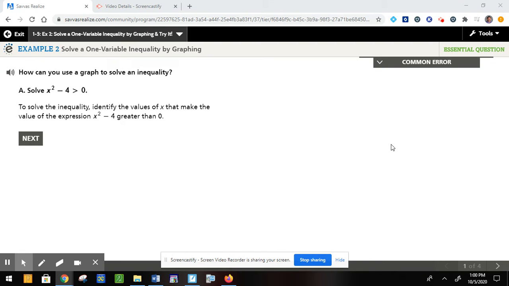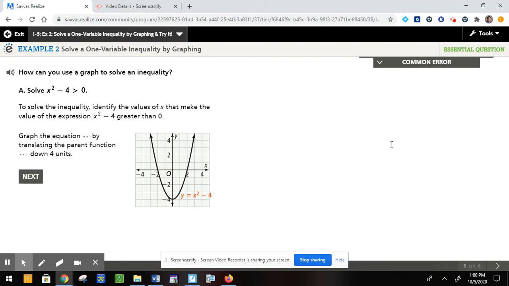Now we're going to use graphs to solve inequalities. So the first one here is x squared minus 4 is greater than 0. To solve, we're going to split it just like we did before. So you've got your x squared minus 4. Remember, it's just a regular parabola. That minus 4 on the outside moves it down 4. Okay.